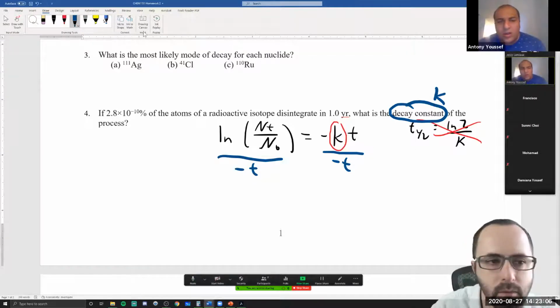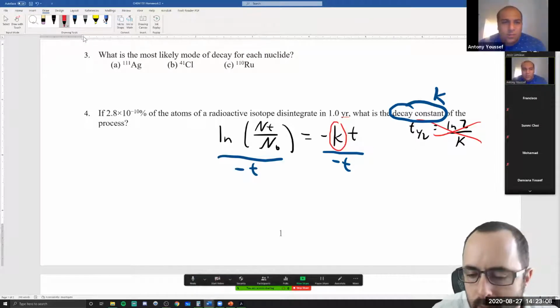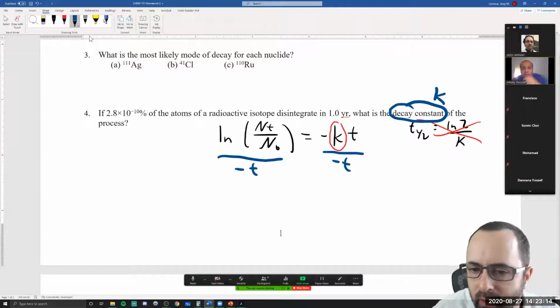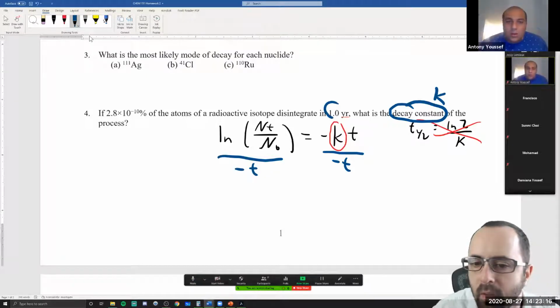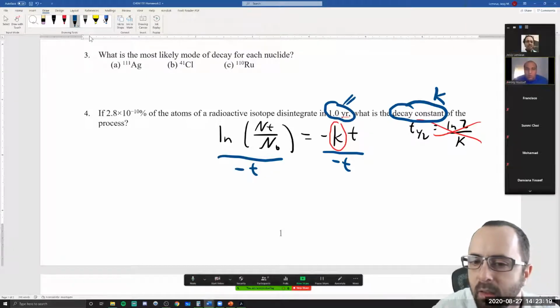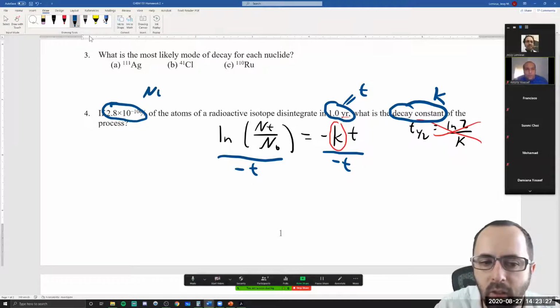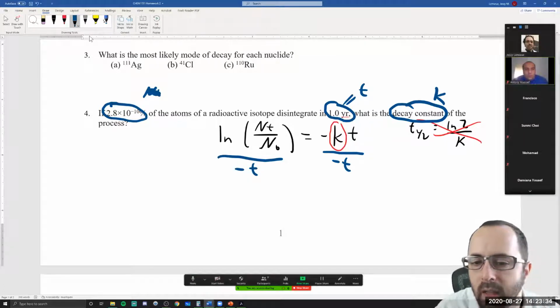Okay, so can you tell us what is what? Because what is NT, what is N0, what is T? T is time, so the time that has passed. This is going to be T, right here. This is the fraction of atoms that are disintegrating in this period of time.